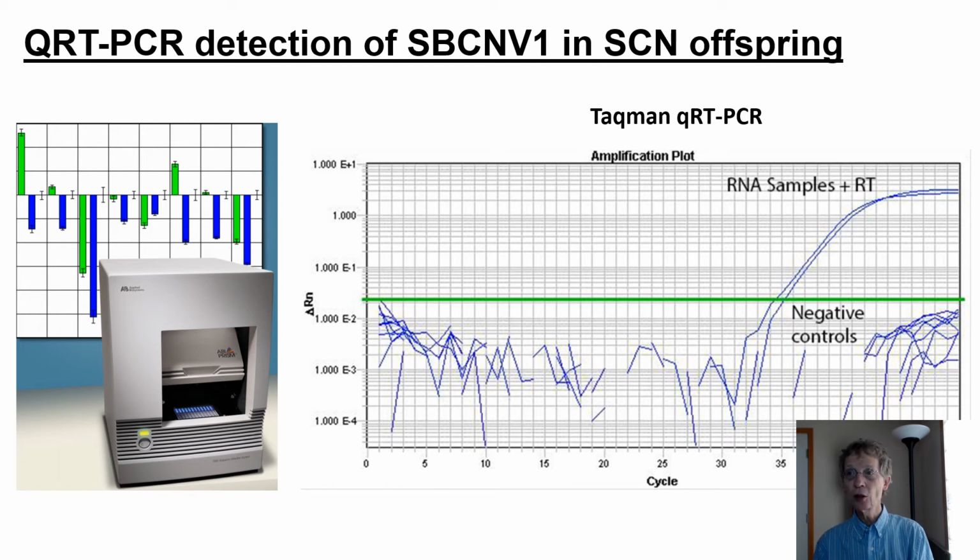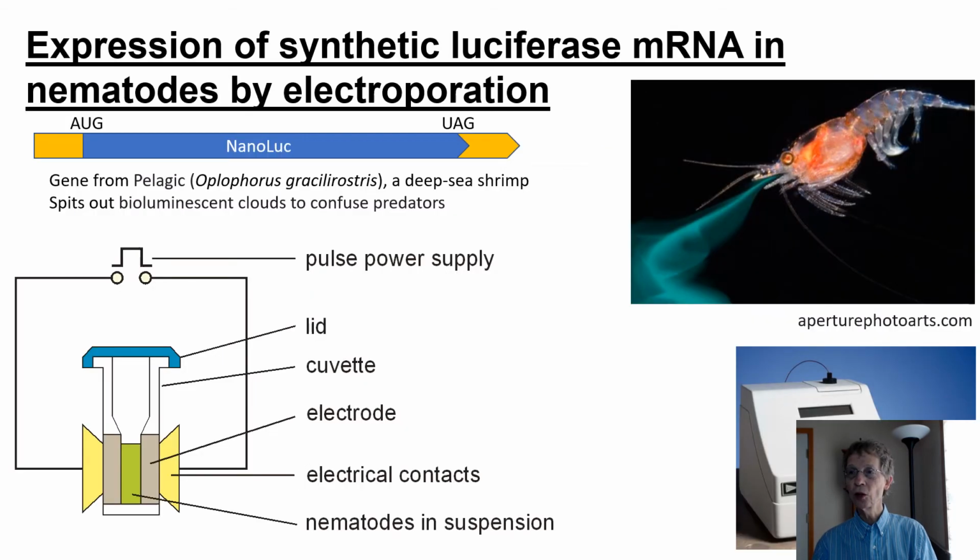So this suggested to us that we could inoculate nematodes with this virus, clone copies of the virus using gold particles, and produce successful replication of the virus. And we also wanted to see if we could express specific genes in nematodes. And the gene we chose was a luciferase gene from a deep sea shrimp. And the shrimp is pictured over here on this side of the slide.